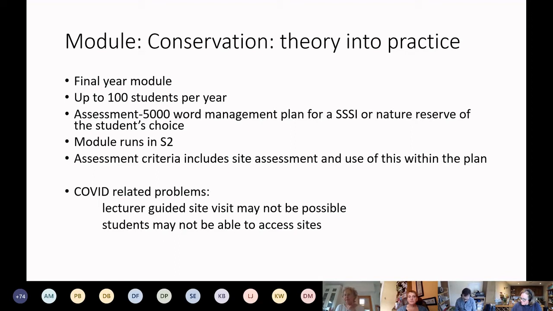The assessment for this module is a single piece of assessment: a 5,000 word management plan for a SSSI or a nature reserve of the student's choice. Normally, we do a trip in the local area and get them to do a very simple site assessment. Then they would normally choose a site they're familiar with, one near their home that they go out and do things for.